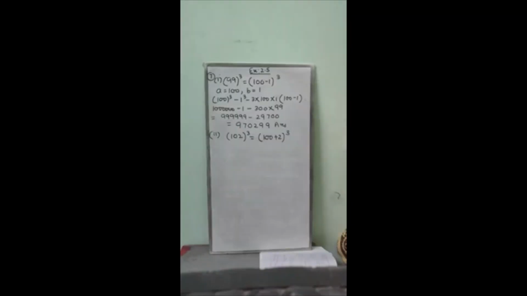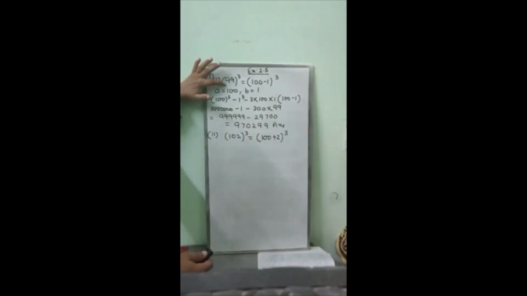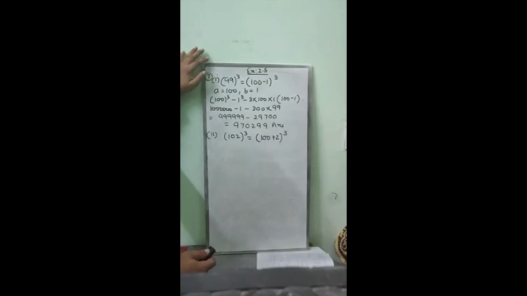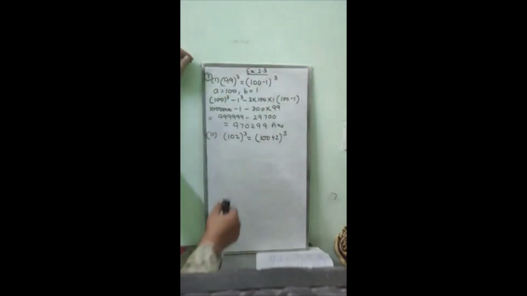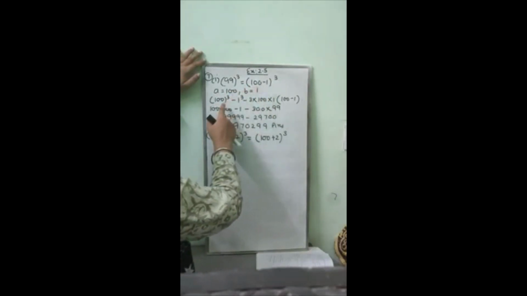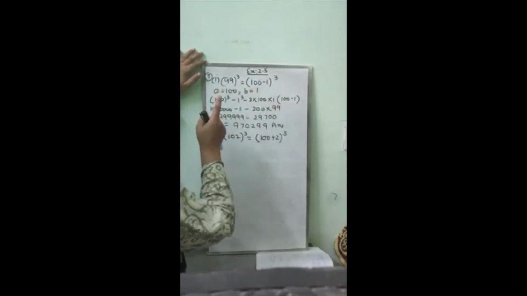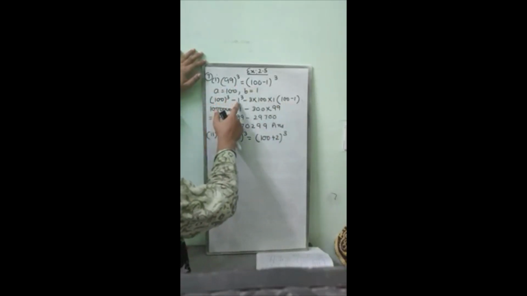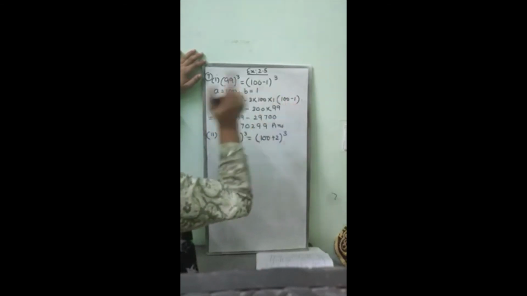Now students, we are going to discuss 2.57 sum first part, 99 cube. We will use either (a minus b) whole cube or (a plus b) whole cube. It depends upon the statement. Means 99 can be written as (100 minus 1) whole cube. a is 100, b is 1. Identity of (a minus b) whole cube is a cube minus b cube minus 3ab into (a minus b). Means 100 cube minus 1 cube minus 3 into 100 into 1 into (100 minus 1).